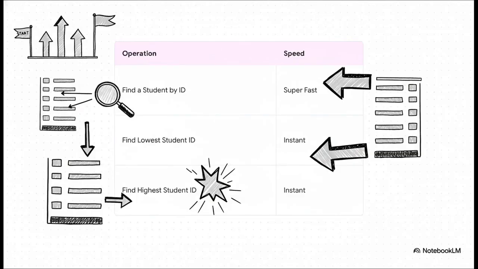With the sorted list, it is a completely different world. Finding the student with the lowest ID? Instant. They're right at the beginning. The highest? At the very end. And finding anyone in the middle? That becomes incredibly fast, with a clever trick where you can eliminate half the list with every single guess. The speed up here isn't just a little better, it's absolutely massive.